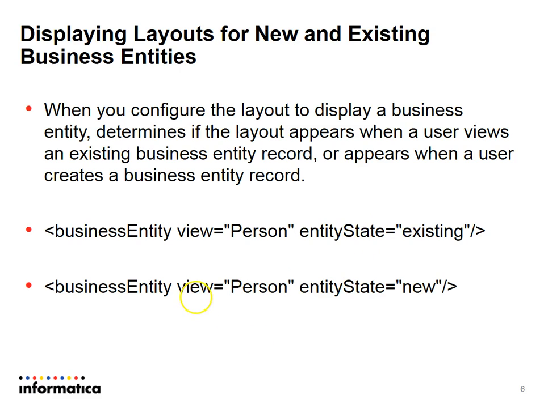To add these layouts, you need to use the tag business entity view, the view name, and provide the entity state. For entity state you can give existing or new. If you are trying to create a new record, entity state new will be triggered and you will get the view for the new entity. If you put entity state existing, it will display the view configured for the existing entity.